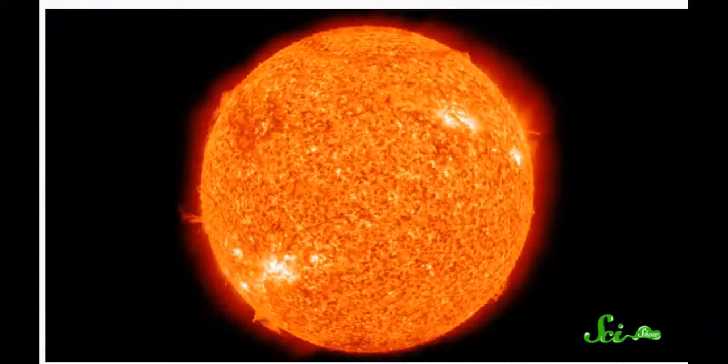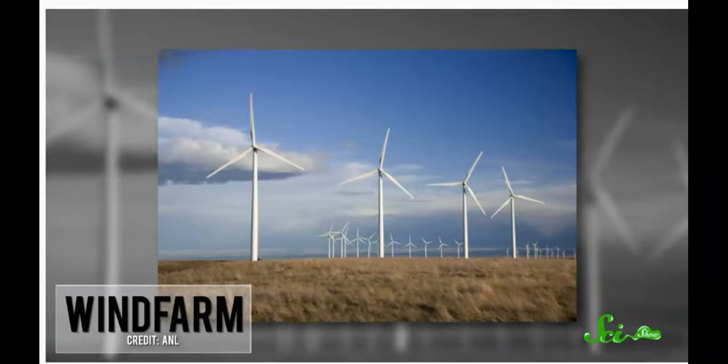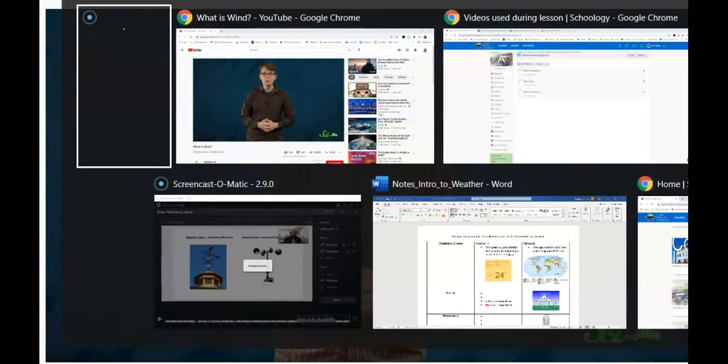Now, unsurprisingly, the sun plays a big part in all of this, as it heats the surface of the Earth. About 2% of all the sun's energy that reaches our planet is eventually converted into wind energy, a small portion which we humans tried to harness. The spin of our planet also plays an important role.